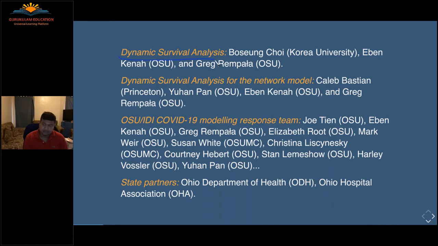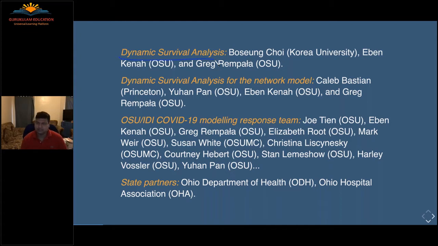And this was still done for the mass action model, meaning that anybody could meet with anybody else. And then you might have a network version of it. So that was developed in collaboration with Caleb Bastian from Princeton University, Yuhan Pan, a fantastic student at Ohio State University, Eben Kana and Greg Panda, and myself. And then we used this model for the response to the COVID-19 pandemic in the state of Ohio here in the US.